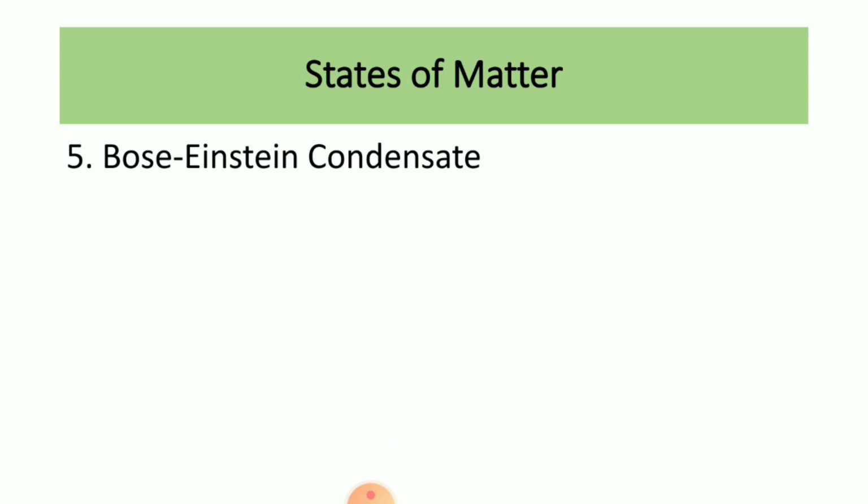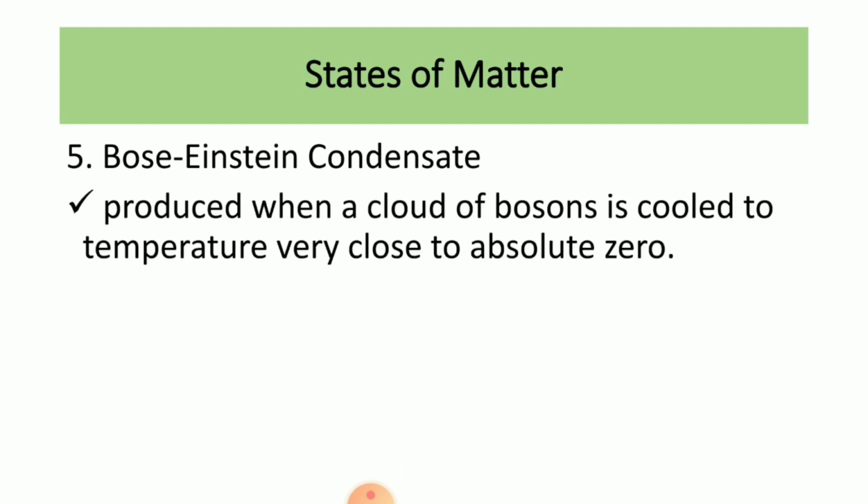The fifth state of matter is the Bose-Einstein condensate. It is produced when a cloud of bosons, a type of elementary particle of matter, is cooled to temperatures very close to absolute zero, such that a large fraction of the bosons condense. Bose-Einstein condensates include superfluids like cold liquid helium and superconductors like the nucleons inside a neutron star.